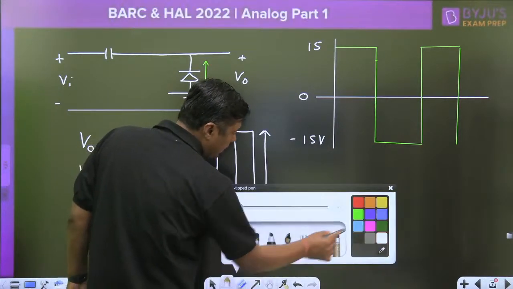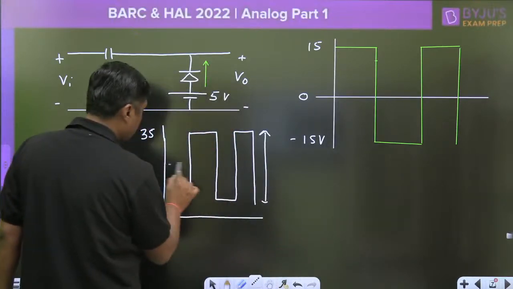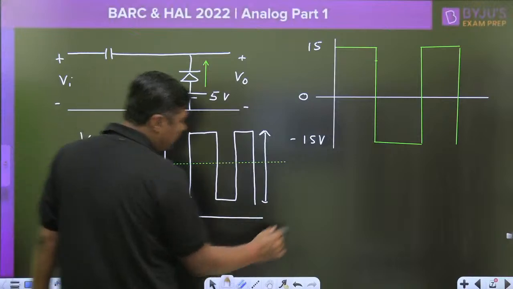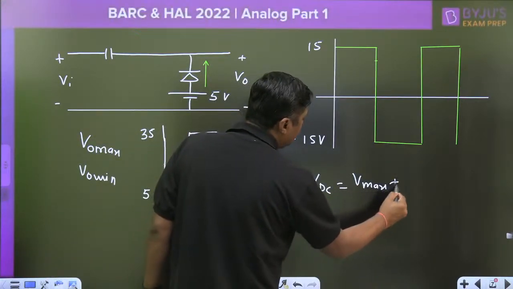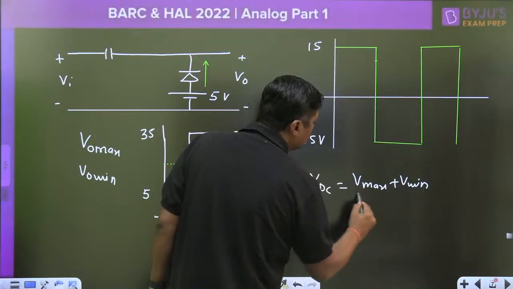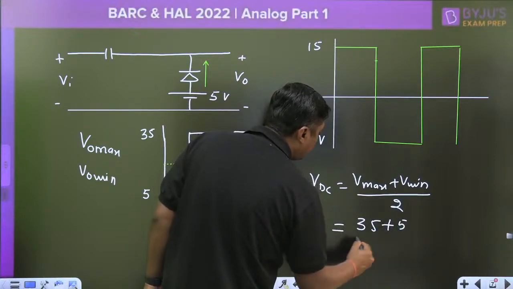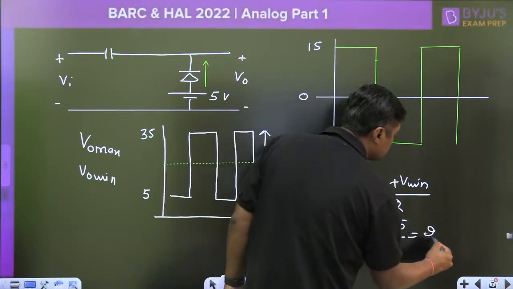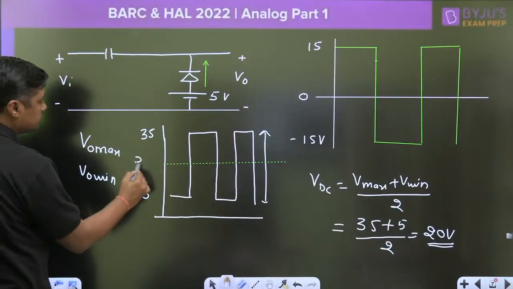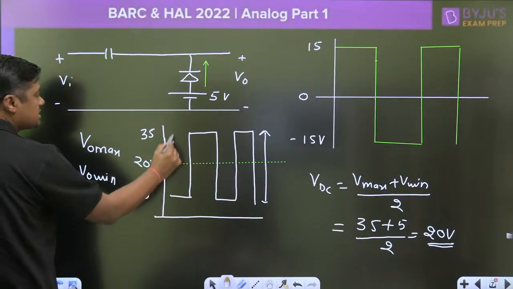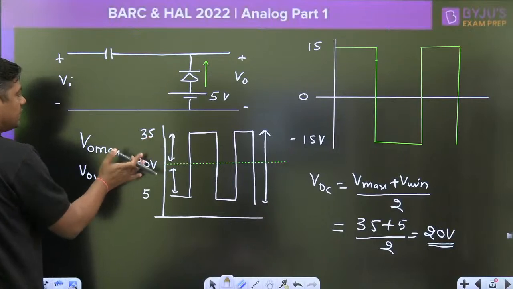you can calculate the DC level. Always remember, when we are calculating the DC level, it is V maximum plus V minimum divided by 2. Maximum is 35 plus 5, divided by 2, means it is 20 volt. The DC level of this signal is 20 volt. Look from here, this gap is 15 volt, this gap is also 15 volt. So 20 volt is the DC level.